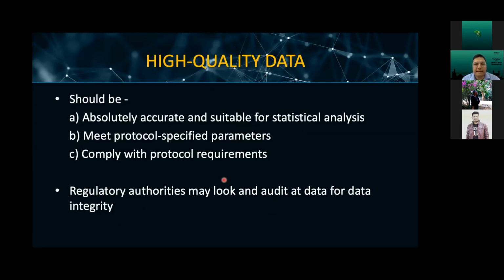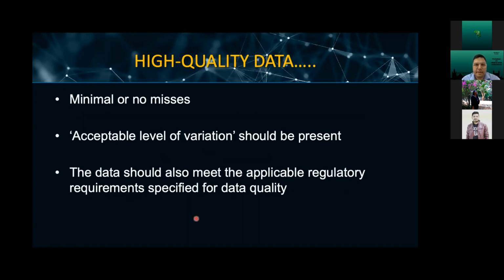So what is high quality data? High quality data should be absolutely accurate and suitable for statistical analysis, and it should meet the protocol specified parameters and comply with the protocol requirements, so that the regulatory authorities may look and audit the data for the data integrity. So in short, we can say that high quality data should have minimal or no misses, should have only an acceptable level of variations, and the data should also meet the applicable regulatory requirements specified for data quality.